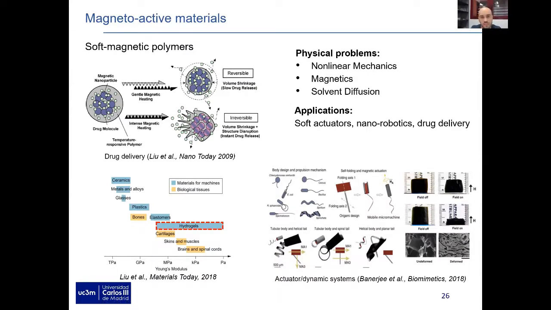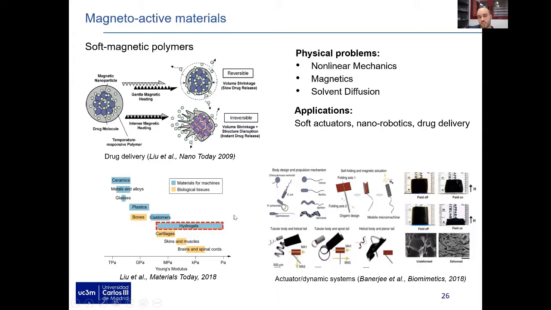Of course, I'm not going to be the first one doing it, so there is already some published work on that, as we can find here for soft actuators, nanorobotics, or even drug delivery systems. I think this is quite interesting, as we can take small particles of magneto-active hydrogels and put some drug inside. Using an external magnetic field, we can direct these particles, and once located in the desired region, we can apply a magnetic field to introduce some mechanical or even thermal changes. So we get the drug delivered there.